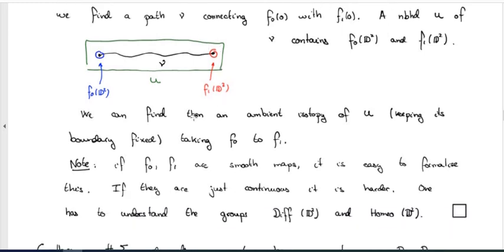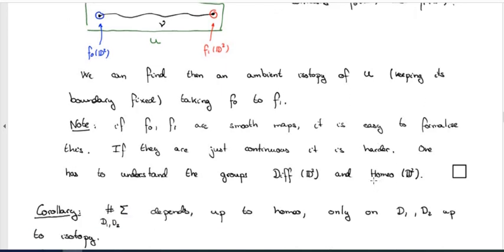So as I said, in the differentiable world this is not hard to show. You can just use vector fields and flows. But to do this in the topological world is a bit more involved. In either case you have to understand a bit what the diffeomorphisms of D2 are and what the homeomorphisms of D2 are, and this is a bit beyond the scope of this course. All right, so that's roughly the idea.